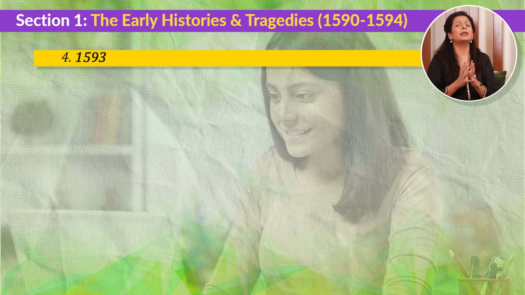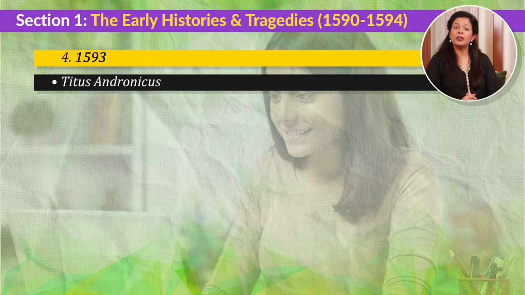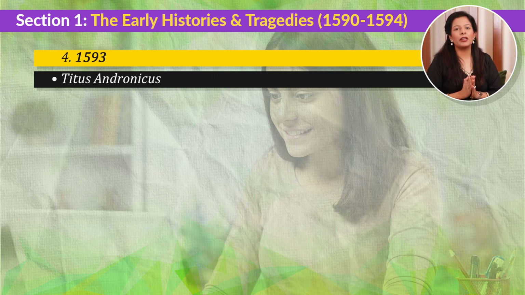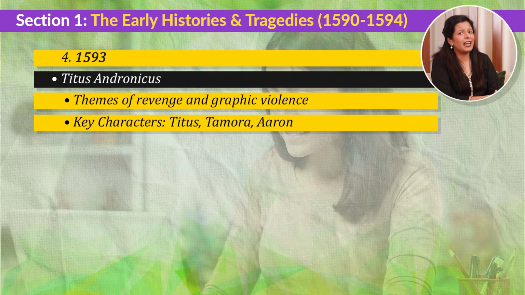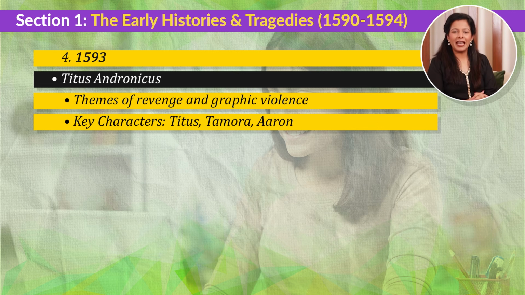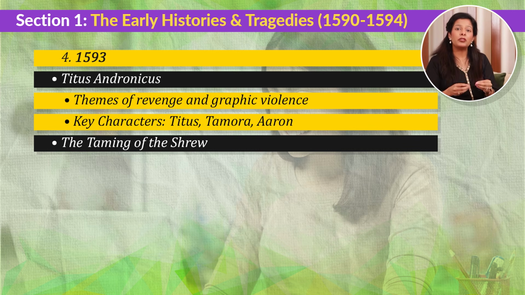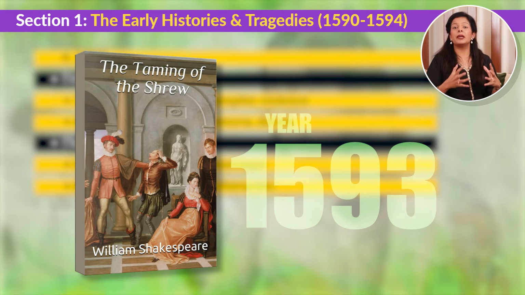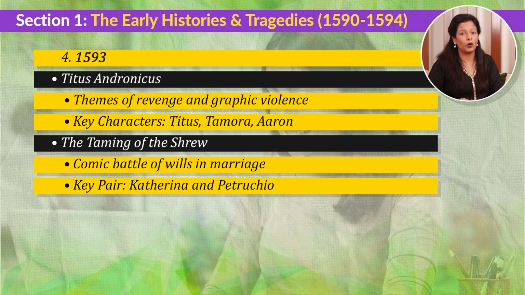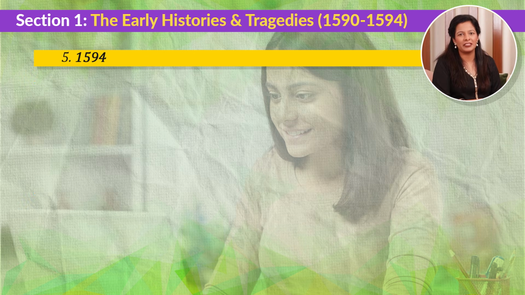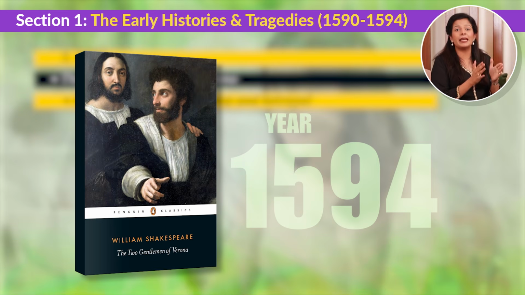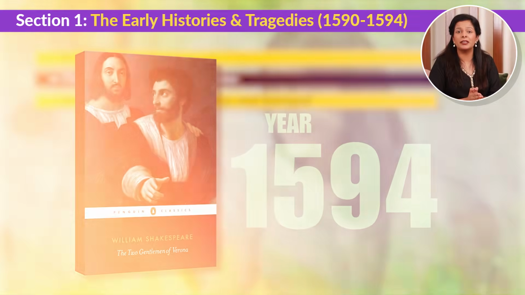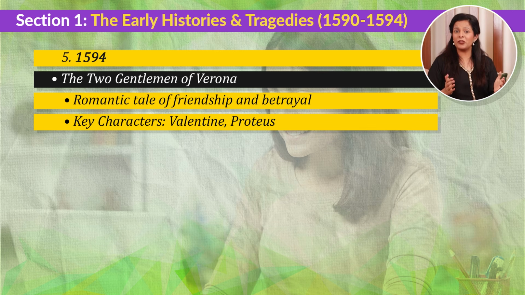Then 1593, again we have 2 plays. Shakespeare turned to dark tragedy with Titus Andronicus, where themes of revenge and violence dominate. The central characters are Titus, Tamora, and Aaron. The same year, The Taming of the Shrew was written. This play focuses on the fiery Katharina and the bold Petruchio, who aims to tame her. And in 1594, The Two Gentlemen of Verona was completed. It's a romantic play involving friendship and betrayal, featuring Valentine and Proteus.